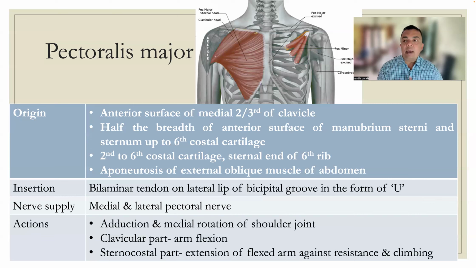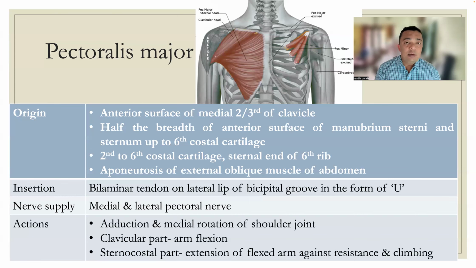It is inserted into the bilaminar tendon on the lateral lip of the bicipital groove, in the form of a U shape. On the lateral lip, this groove gives insertion to the pectoralis major, while the medial lip gives insertion to the teres major, and within the groove you have the insertion of the latissimus dorsi. In this way, the pectoralis major originates and inserts.